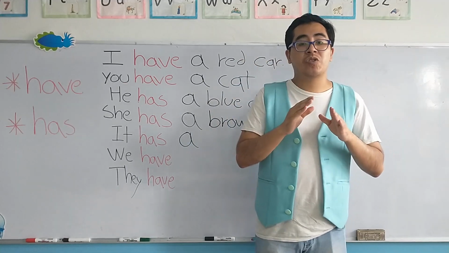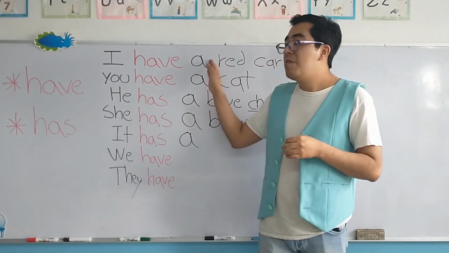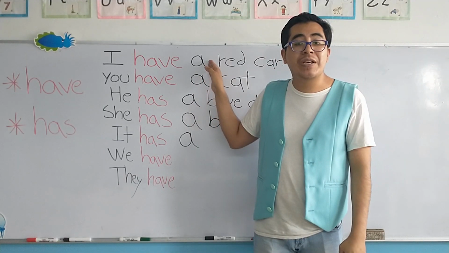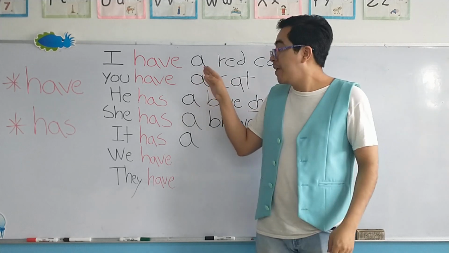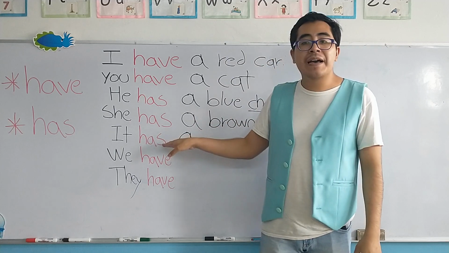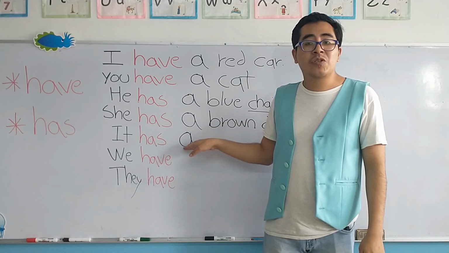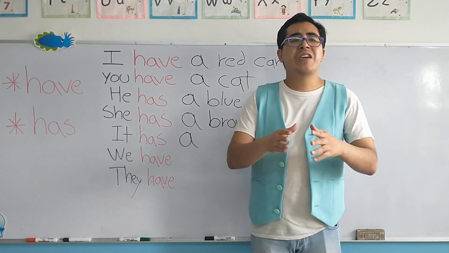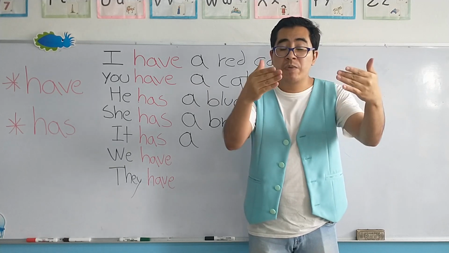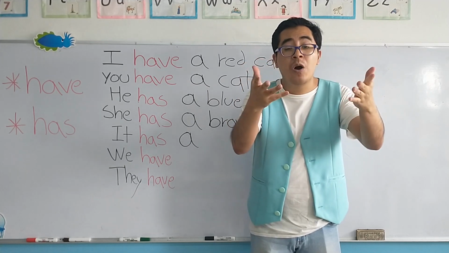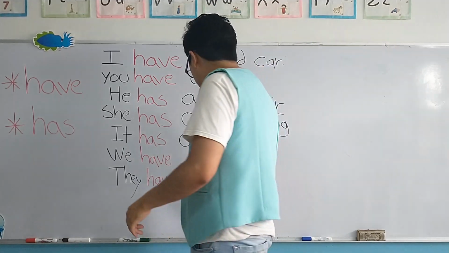Now, let's continue with the pronoun it. Remember, recuerden chicos, estamos utilizando a porque estamos hablando de personas en singular. Singular quiere decir una. Okay? So, it has a, eso tiene un. For this we can use the word bone because maybe we are talking about a dog. So we can use bone.